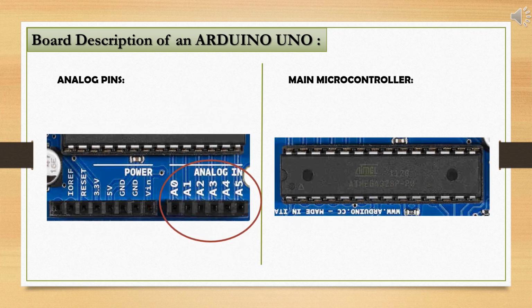Analog pins. The Arduino UNO board has 6 analog input pins, A0 to A5. These pins can read the signals from analog sensors like humidity sensor, temperature sensor, ultrasonic sensor, etc. and convert them into digital values. These analog pins can be used as both input and output.